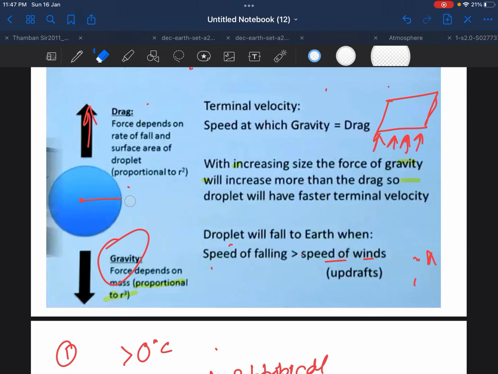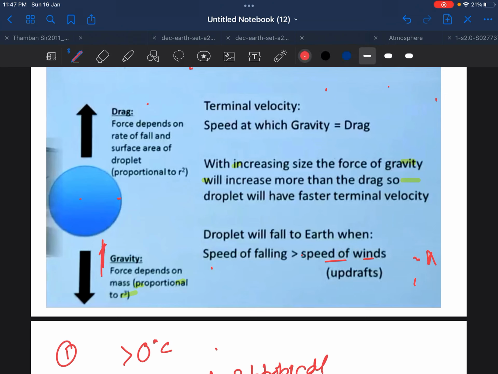Now what does terminal velocity mean? As I told you, this water droplet is having gravity downwards and drag force upward. So there is a time when this gravity is equal to the drag force. Say after 3 or 4 seconds of jumping from an aeroplane, the skydiver reaches this terminal velocity. So what is this terminal velocity? At this stage you will get a constant velocity.